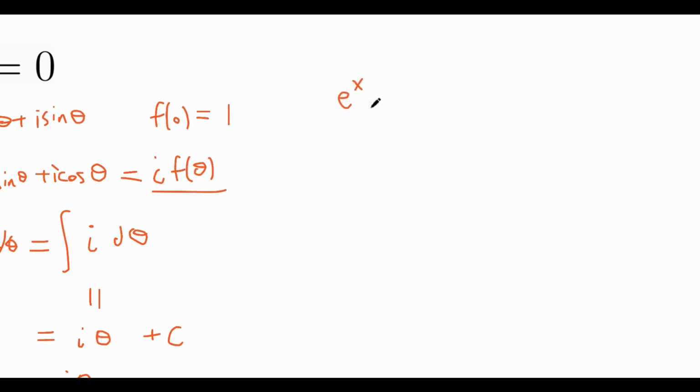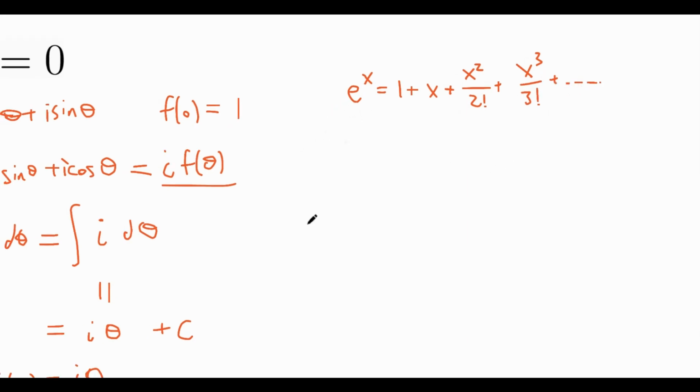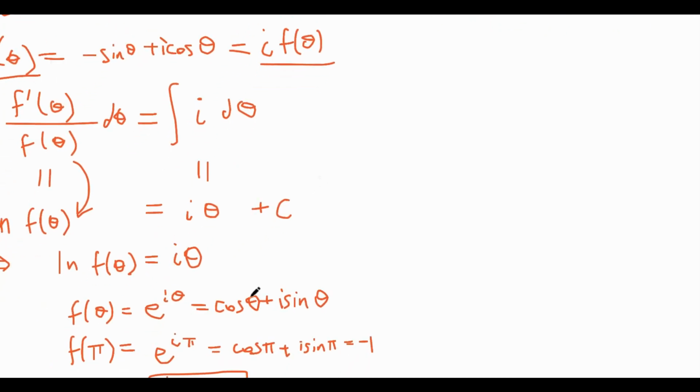Recall that the Taylor series of e to the x around x equals 0 is equal to 1 plus x plus x squared over 2 factorial plus x cubed over 3 factorial plus etc. And we want to show that this expression is true: e to the i theta equals cosine theta plus i sine theta.